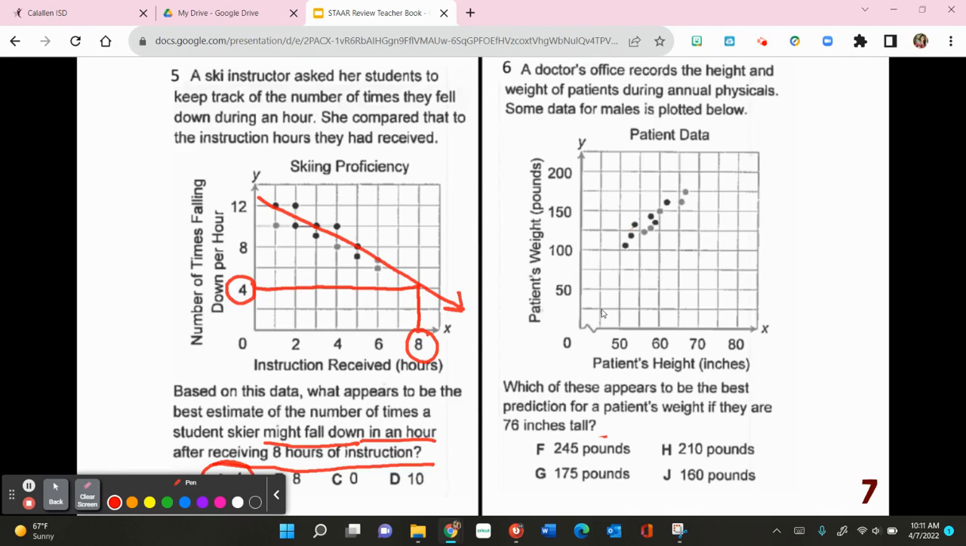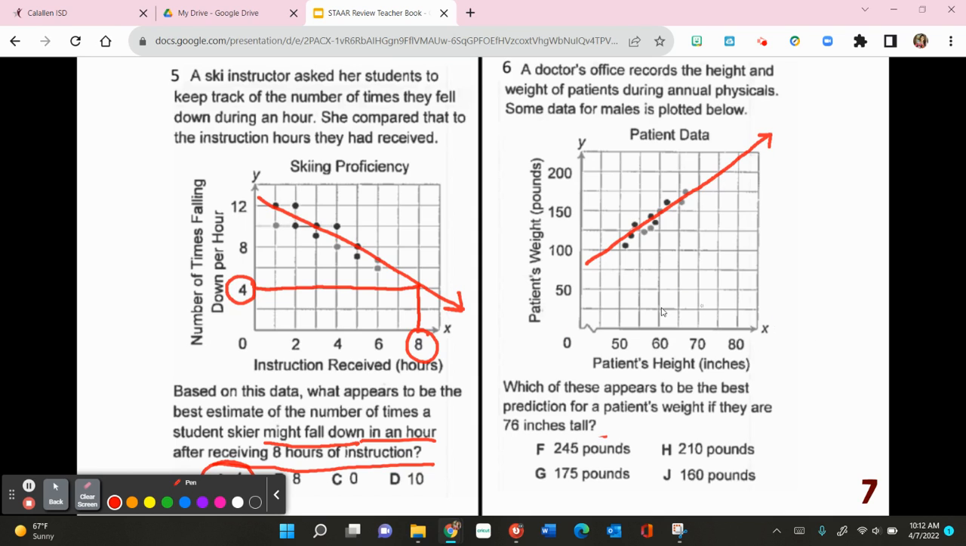Okay, now let's take a look at number 6. So it says a doctor's office records the height and weight of patients during annual physicals. Some data for males is plotted below. Which of these appears to be the best prediction for a patient's weight if they are 76 inches tall? So the first thing we want to do again is to create our trend line. So I'm going to draw my trend line as best as possible through the middle of my points. So that looks pretty straight to me.